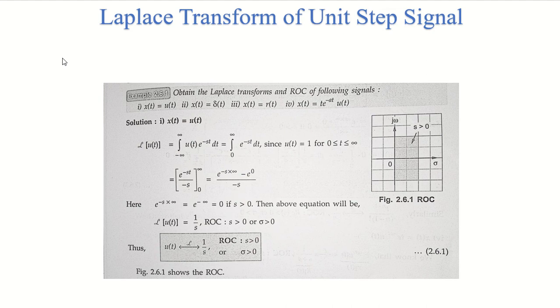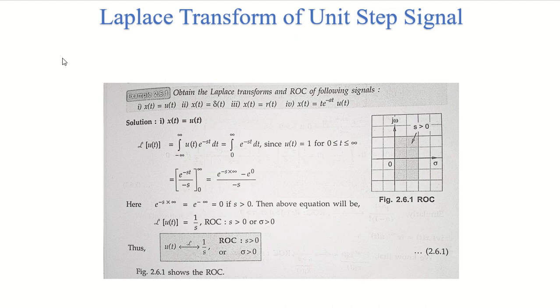So here we are taking x of t equals u of t, which is my unit step signal, and we will apply the Laplace transform formula on it. The formula is the integral from minus infinity to infinity of x of t, which is u of t, times e raised to minus st dt. And as we are taking unit step signal, remember in unit step signal we always go from 0 to infinity, and all the values of my signal will remain 1 from 0 to infinity.